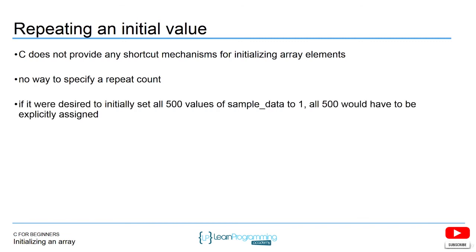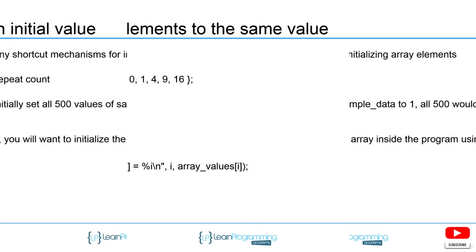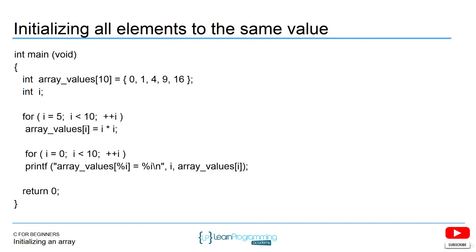So if it were desired to initially set all 500 values of the sample data to 1, all 500 would have to be explicitly assigned, which would be a big pain. So what you'll end up doing is you'll just put them inside of a loop. Easiest way to iterate through an array, use a loop. Well, here's a quick example of how you can initialize all the elements to the same value. In this case, though, we're initializing the first elements to 0, 1, 4, 9, and 16.